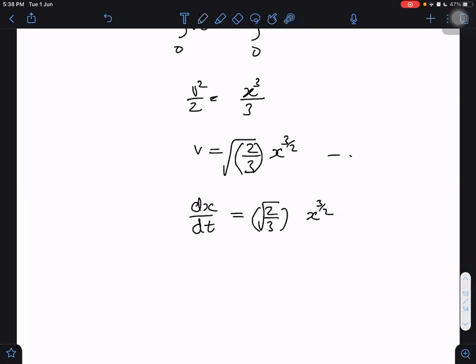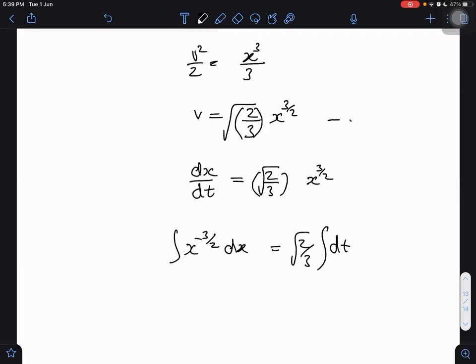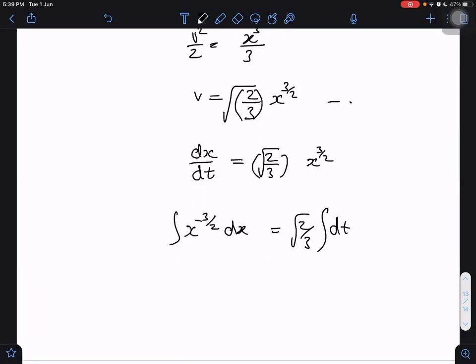Again, now how many variables are there? x and t. What do we have to do? Same variable, same side. Bring dt to the other side and x to the left hand side: x raised to power minus 3 by 2 into dx equals root 2 by 3 into dt. Constants can be taken out of the integration. Limits: assume the particle to be at origin at t equal to 0, then up to t and up to x. What do we get now, tell me?